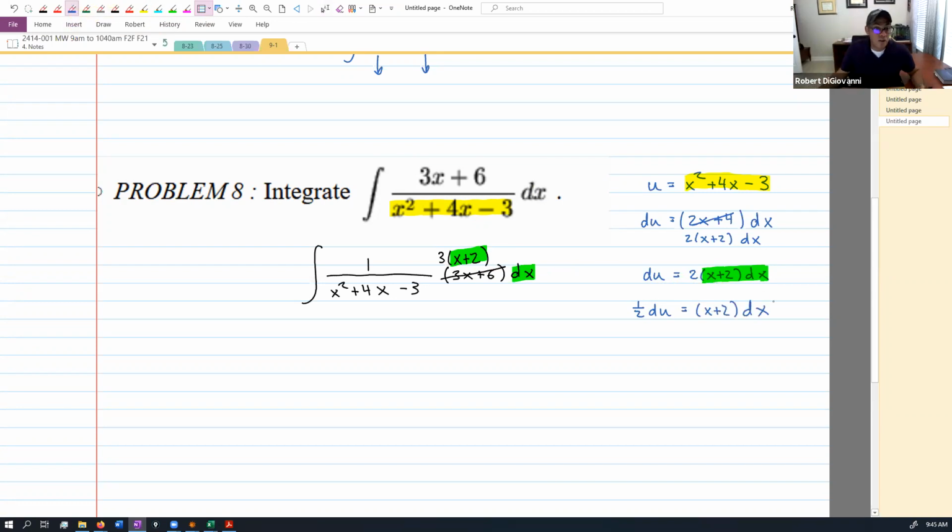So see, this is a good example of a problem where we chose a u and the derivative was kind of there, but we were off by a constant quite a bit. We had to do some factoring to actually get it to match. So this right here now matches with this.